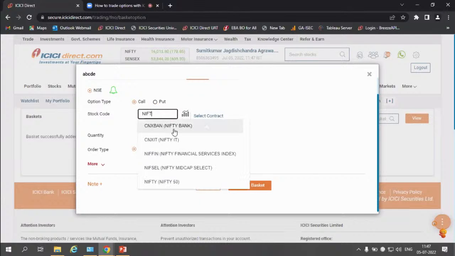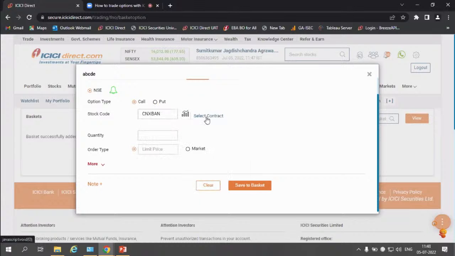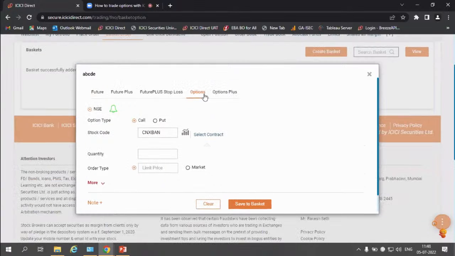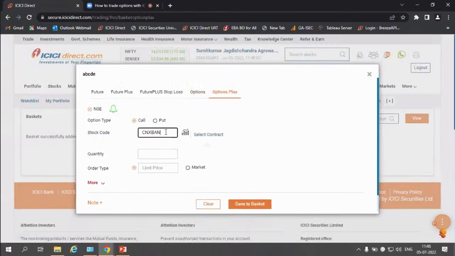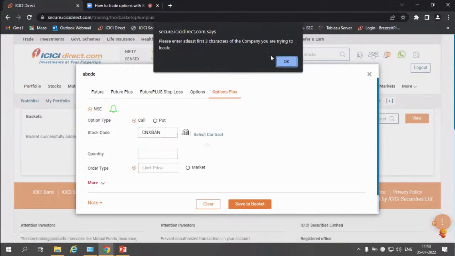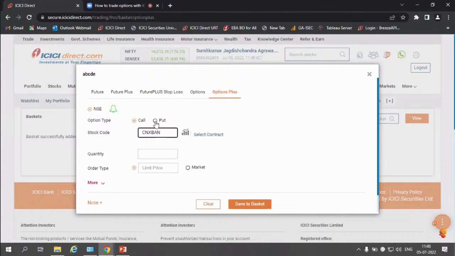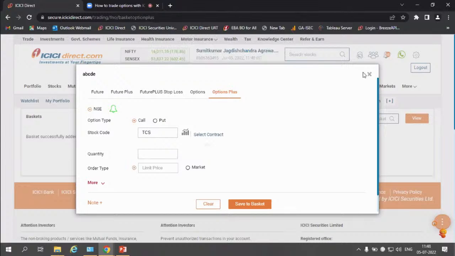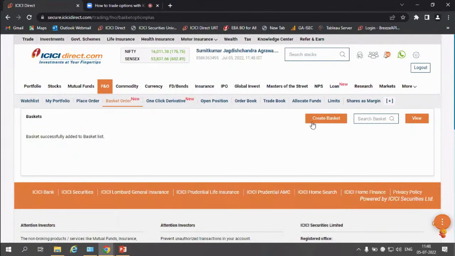Showing up at the moment for some reason. I am trying to locate the right one. PCS. Enter at least the first three. Why is it doing so?